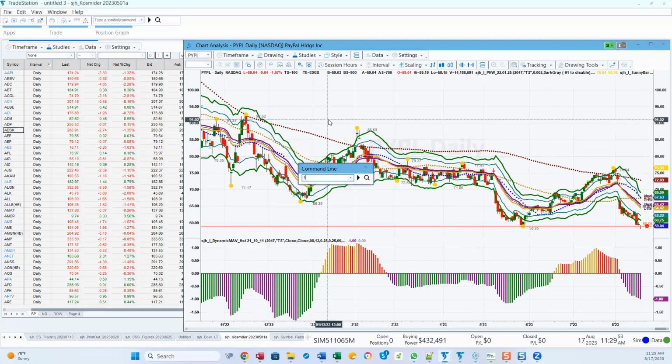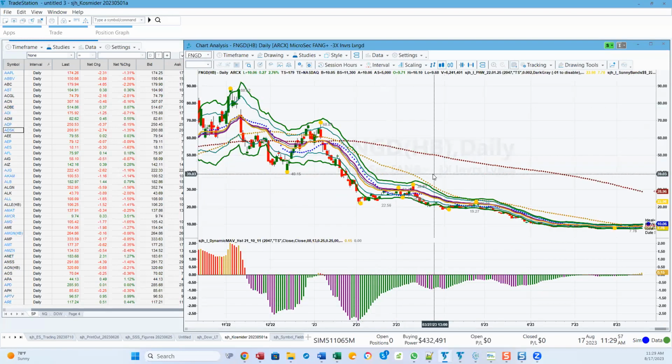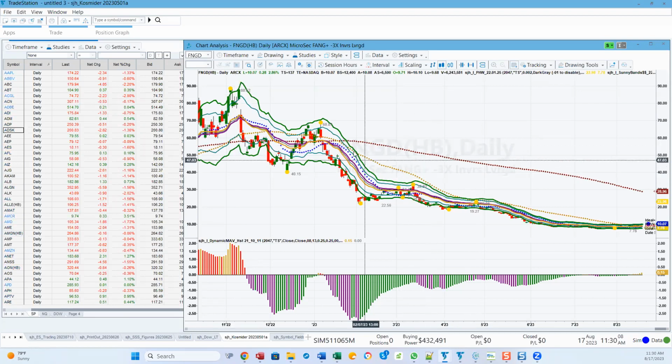FNGD. I don't know what that one is either. Oh, it's another FANG stock index. And that's not doing very well, is it? Look at that. That's a daily chart, and it just is slowly going down and down and down.